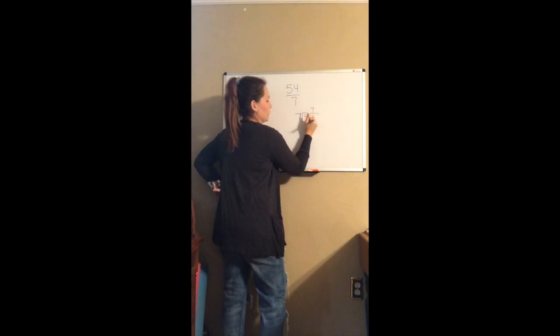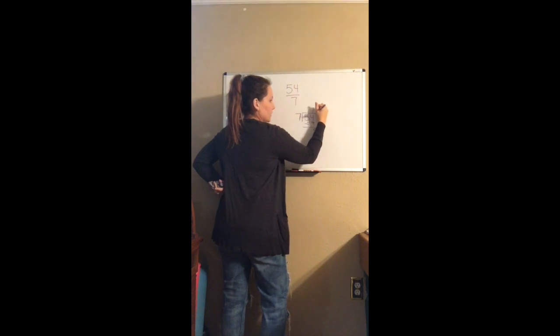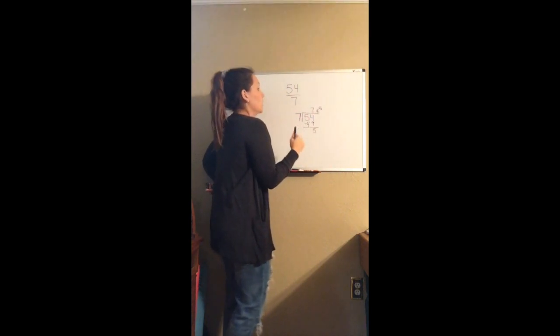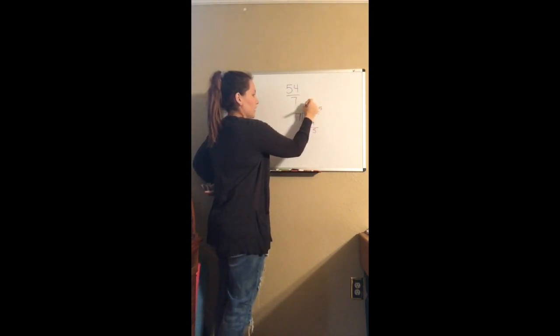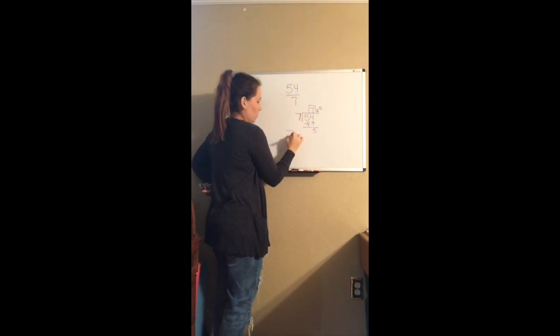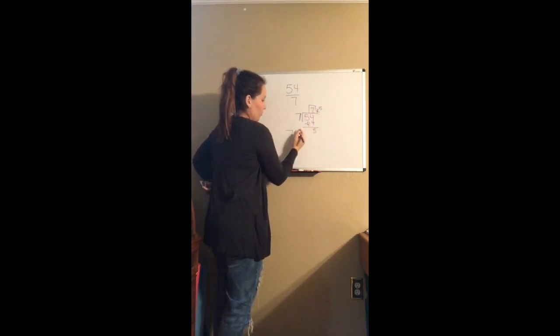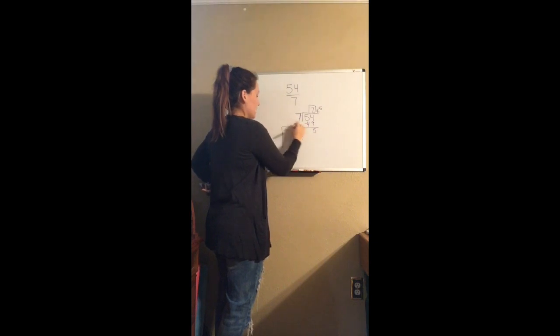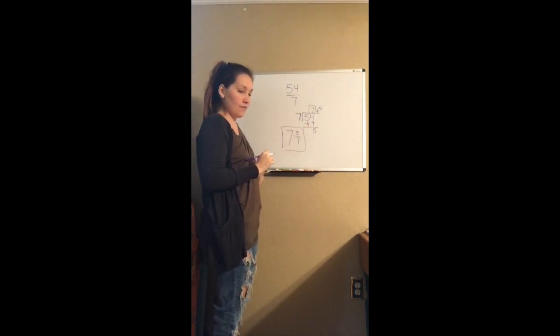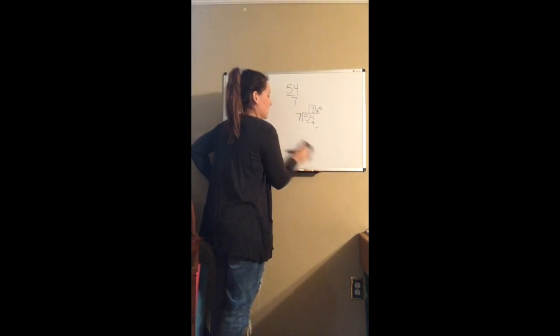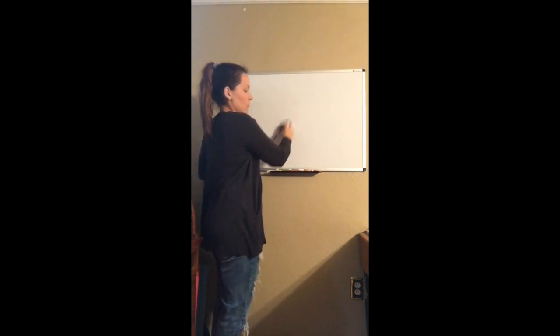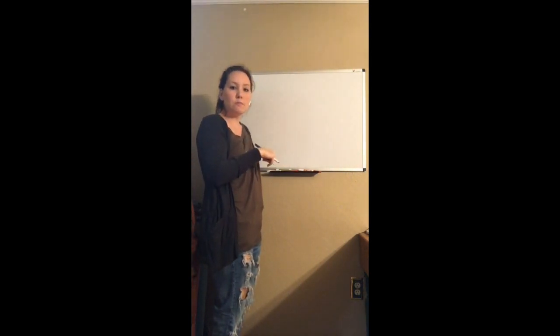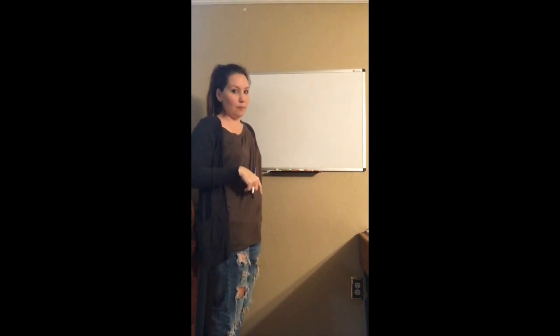So 7 times 7 is 49. We're going to subtract that. We're going to have a remainder of 5. So this number that we get in our answer here becomes our whole number. Our remainder becomes our numerator, and our 7 denominator stays the same. So we get 7 and 5 sevenths. Let's do one more together that is improper to mixed fractions, and then I'll give you a couple to do on your own.